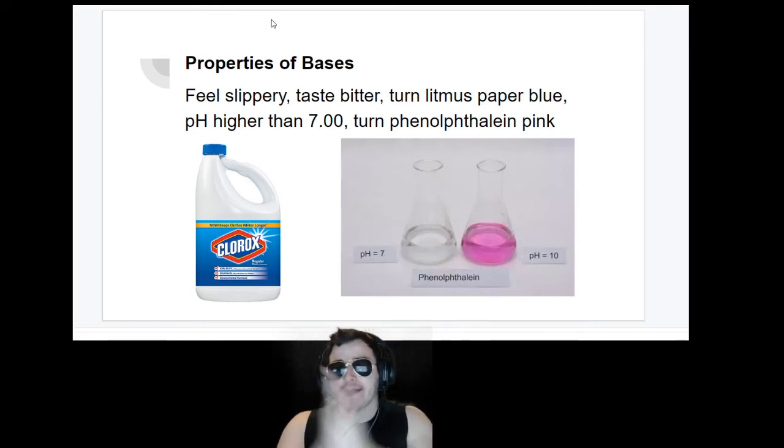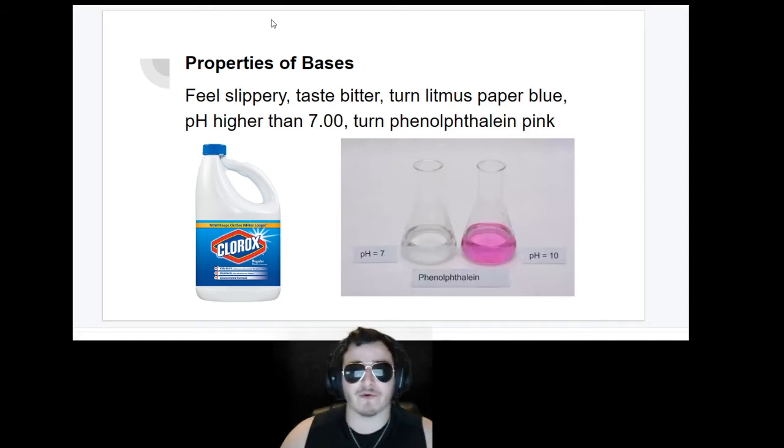And if you have soap in your hands, right, it feels super slippery, right? And you've seen all the cartoons where they slip on a bar of soap on the ground, that sort of thing. They have the opposite effect on litmus paper. Acids turn it red, bases turn it blue. And they have a pH that is higher than 7. And where acids kept phenolphthalein clear, bases actually turn it pink.